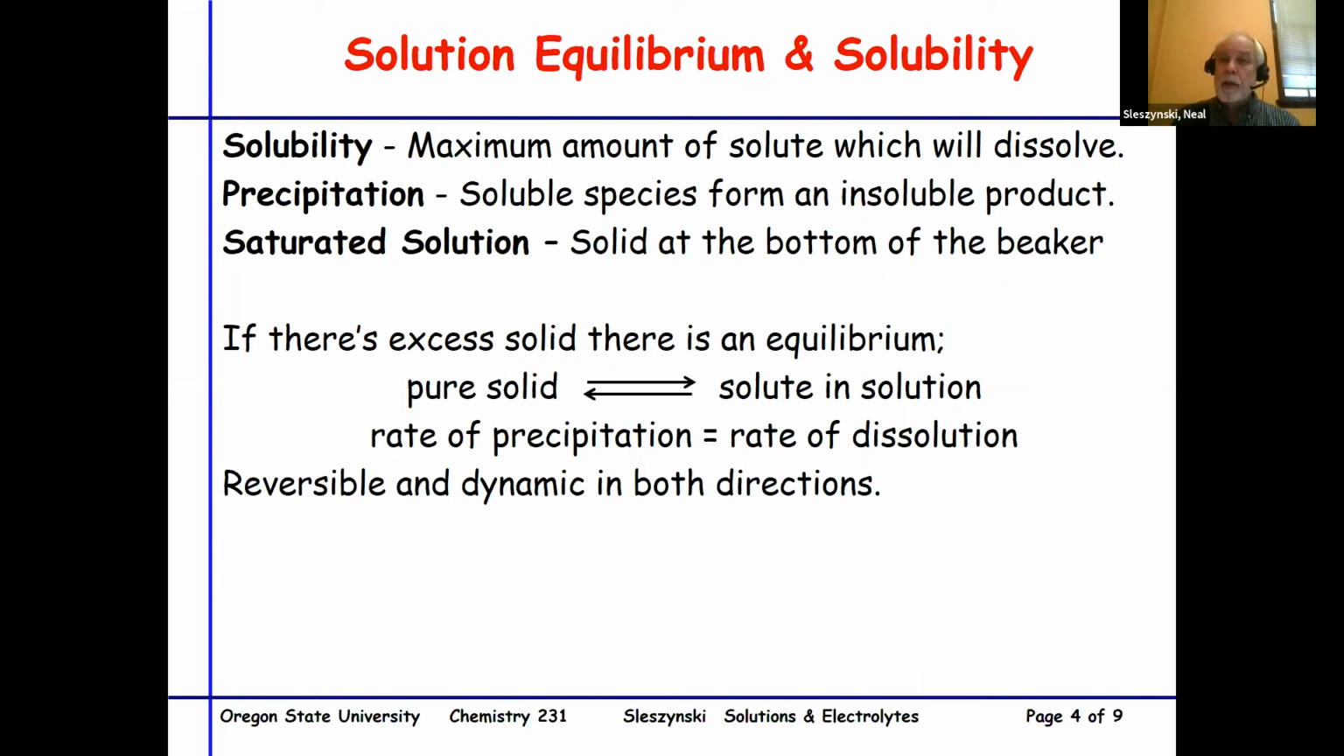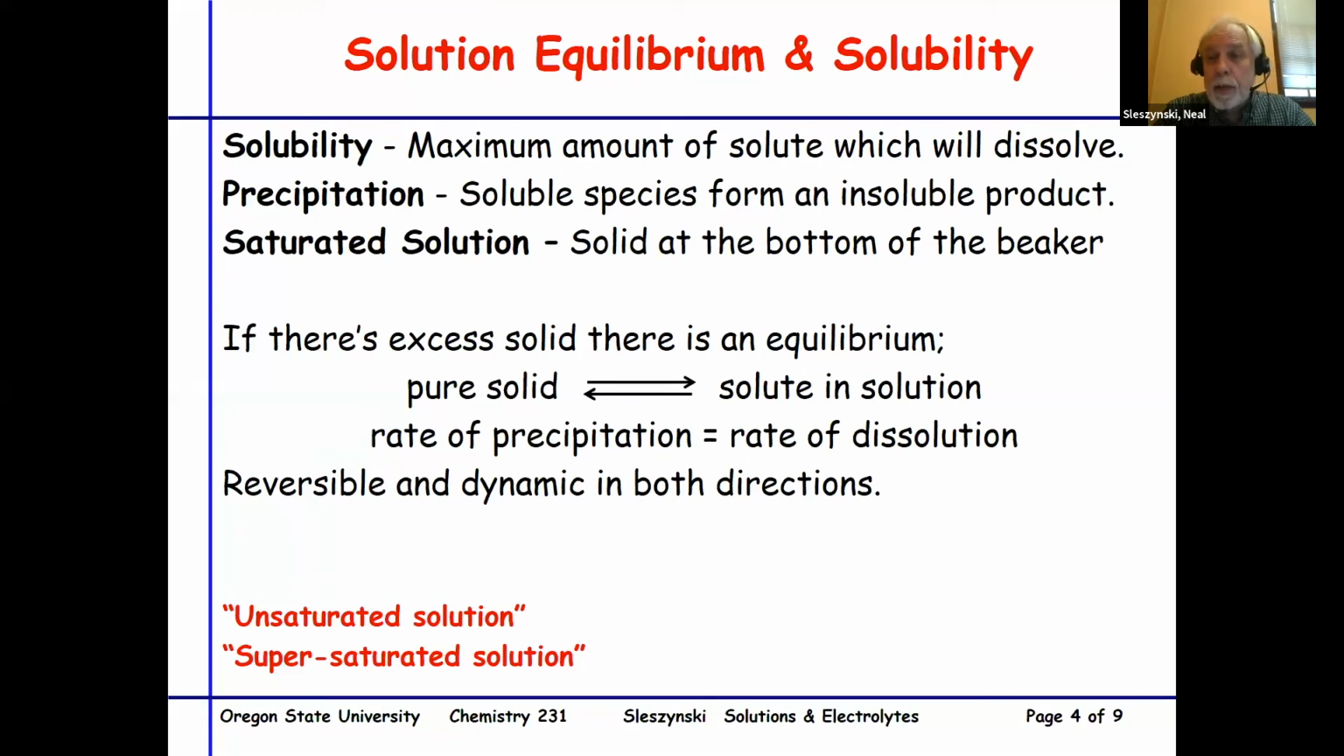Reversible means we can go in either direction. Dynamic means that this is constantly changing. So we also talk about unsaturated solutions, solutions who have not reached their maximum solubility. And occasionally we'll talk about something called supersaturated solutions, where through tricks in the laboratory, we've managed to get more solute into a solution than would normally be allowed.